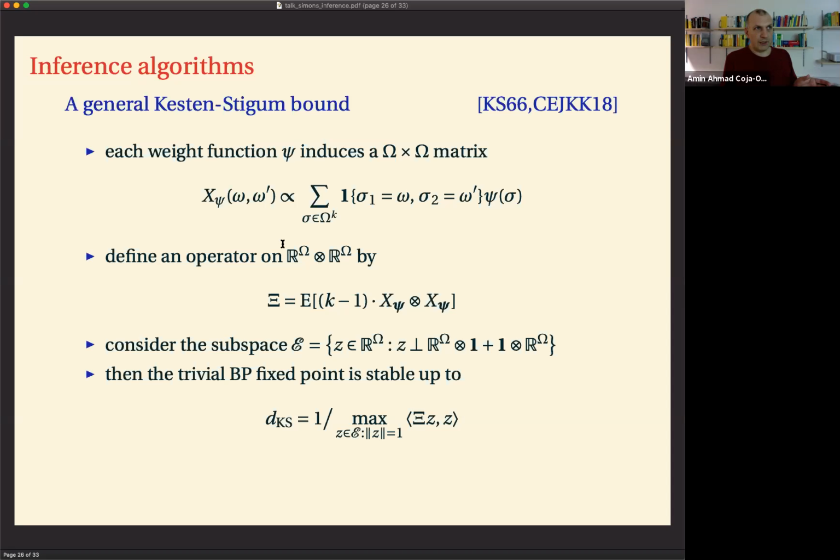And given the, so Joe's answer is actually spot on. And given this, given these transition matrices, you can then define an operator on the tensor space, R omega tensor R omega.